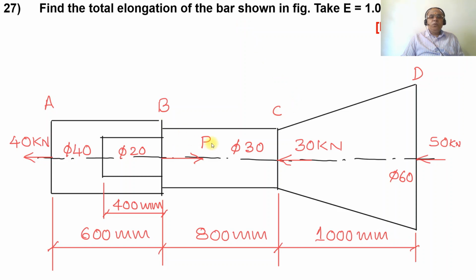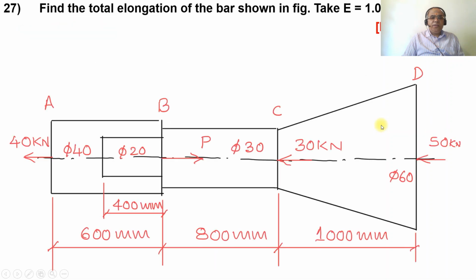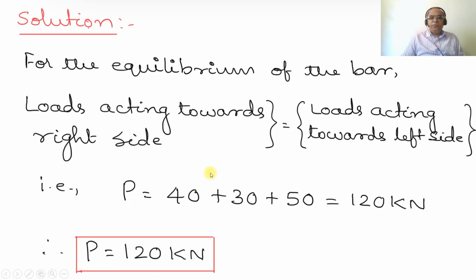First we need to find the value of load P. For equilibrium of the bar, the load acting towards the right side is equal to the load acting towards the left side. On the right side you have only one force, which is P, equal to the loads acting towards the left: 40 kilonewton, 30 kilonewton and 50 kilonewton. So 40 plus 30 plus 50 is 80 plus 40, which is 120 kilonewton. So the P value will be equal to 120 kilonewton.